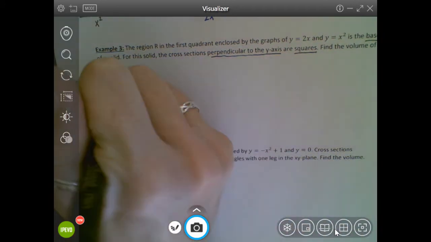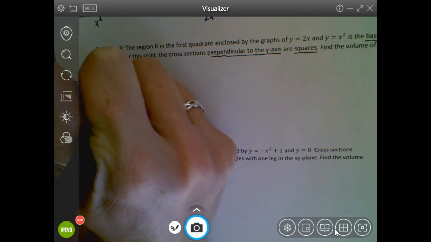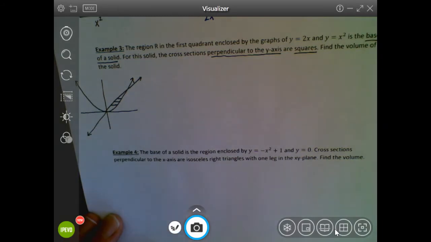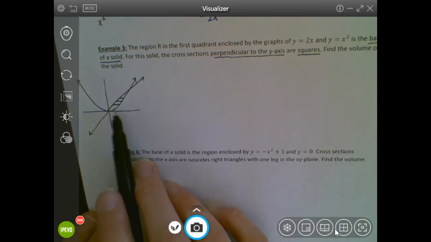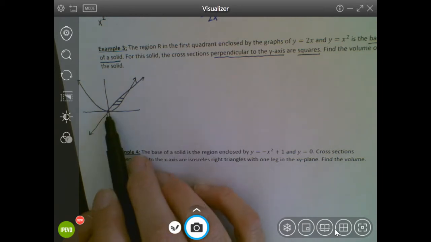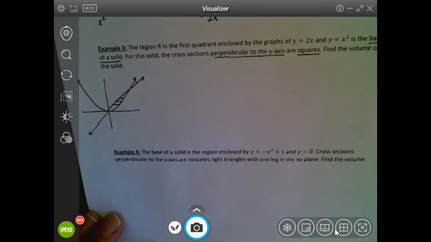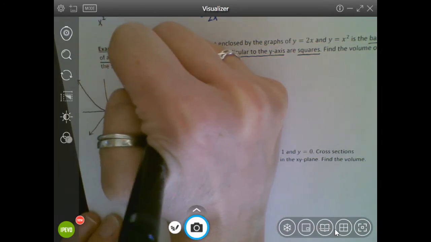So now we're talking that the cross sections are going to be going the other way. We know that they're going to be perpendicular to the y-axis. So the bases are now going this way. If we think about what that means in terms of our integration, we're going to be integrating with respect to y. And when we integrate with respect to y, remember that we're looking for right minus left when we're finding the length of the base. So my base is going to be my right minus left.